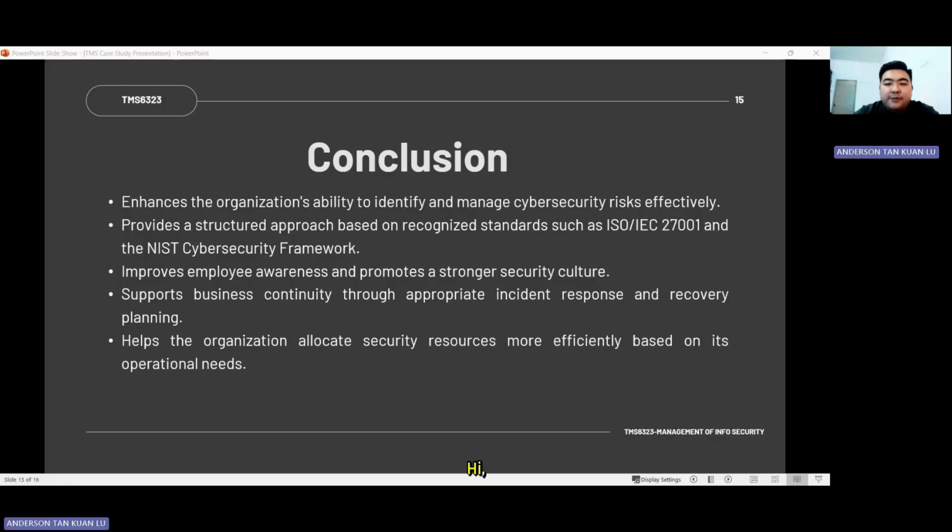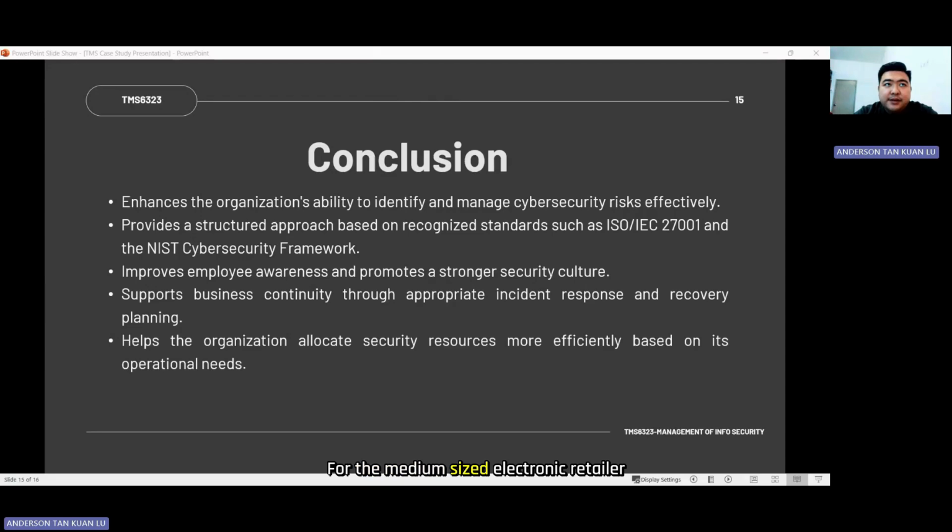Thank you. Hi, my name is Anson Tan Guan Lu, and I will be presenting the conclusion of this case study. In conclusion, standardized security frameworks such as ISO/IEC 27001 and the NIST cybersecurity framework provide organizations with a strong foundation for information security management. However, simply adopting these frameworks without considering the organization's actual environment may not be effective.